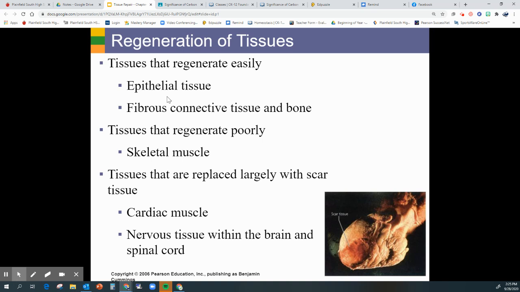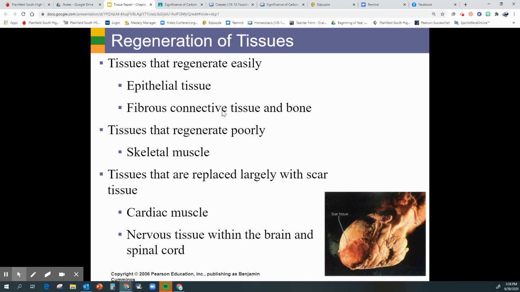So skin, outer layers of organs, the linings of like our digestive system as well as our respiratory system. As long as there's not a huge extent of damage, those will replace themselves pretty well. Other types that do this are fibrous connective tissue. All right, so the dense connective tissue that makes up ligaments and tendons can actually replace itself pretty well as long as it has a good blood supply.